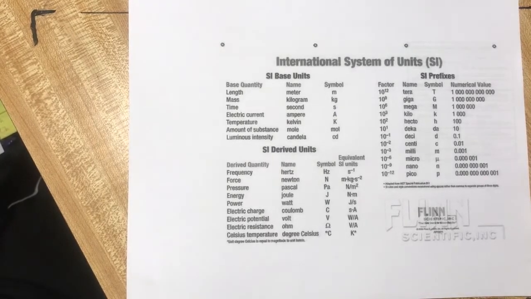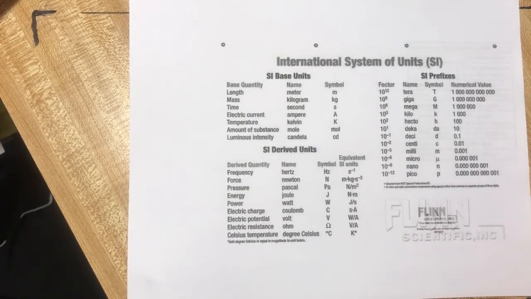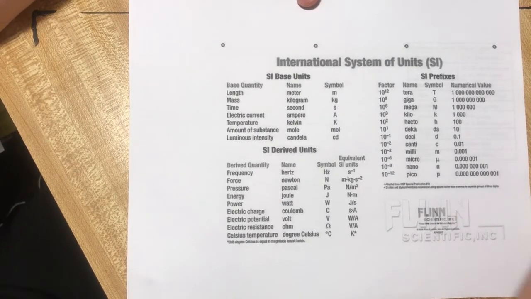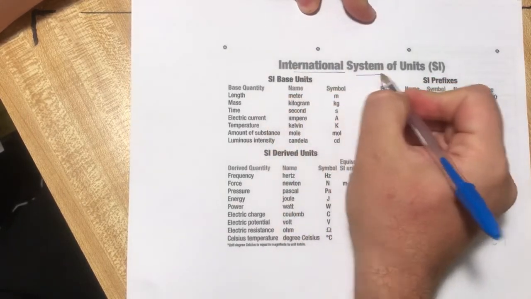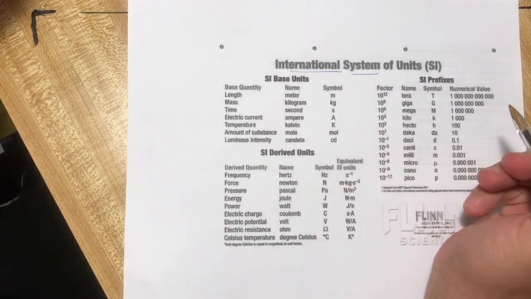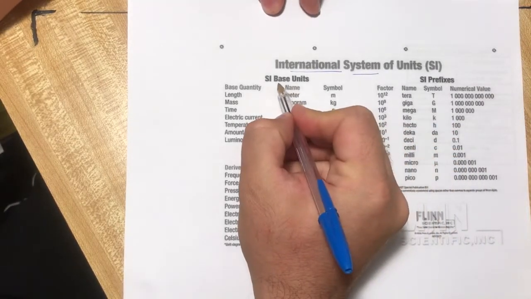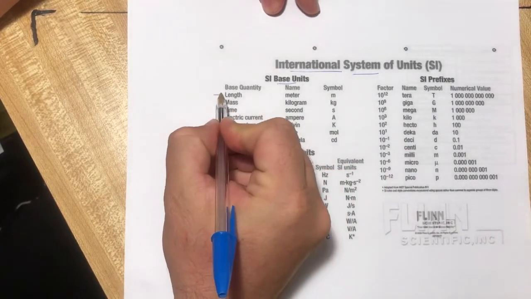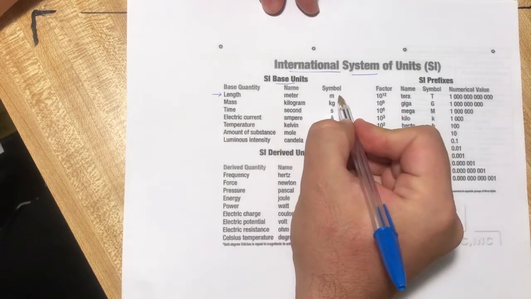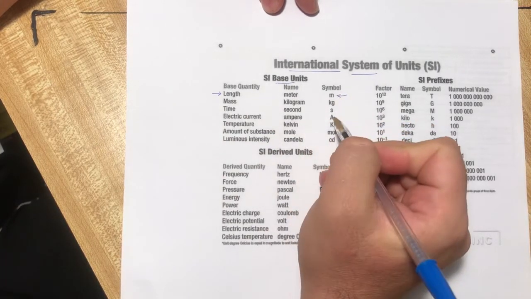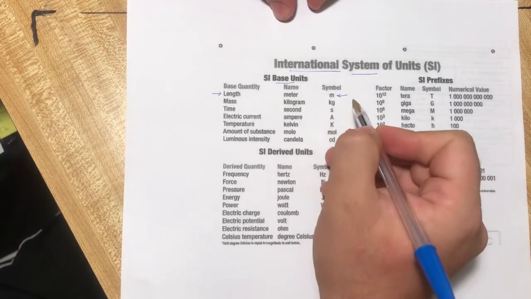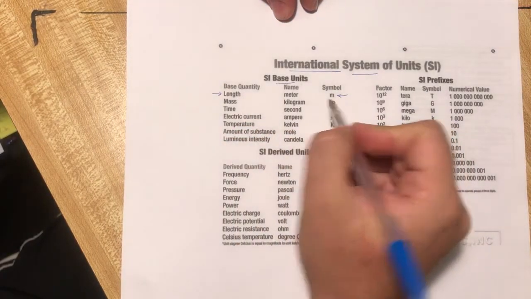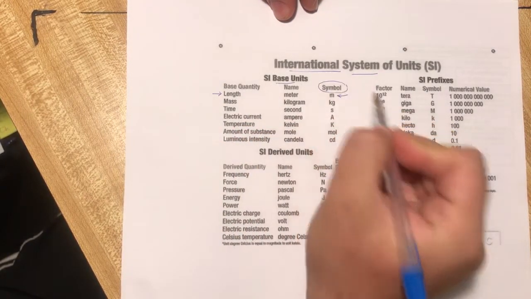Hi students, I will talk now about units conversion. We need to deal with the international system of units. I have the base units, the main 7 base units. The first one is length, which has a symbol m, and we measure it in meters. Yes, this is the symbol of the unit.